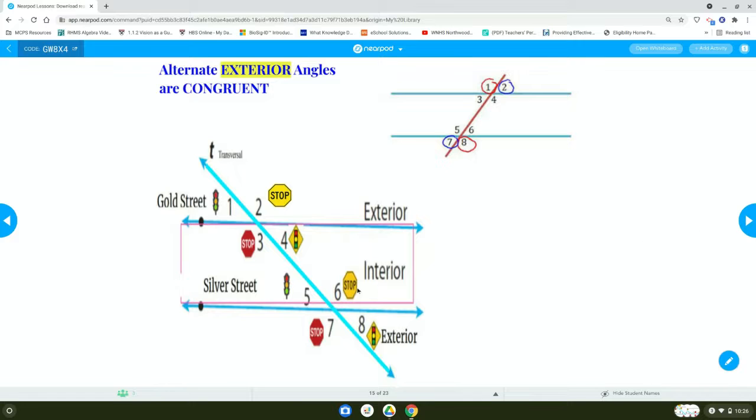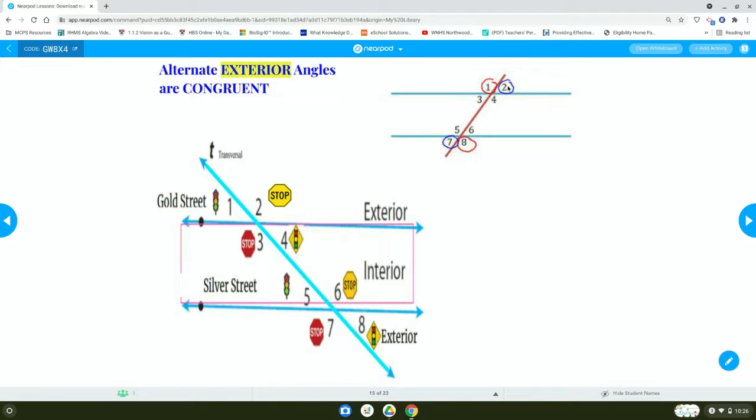We have alternate exterior, like we mentioned. Look at angle 8 hiding from angle 1. These are alternate on the outside. On the outside, remember, the jelly is on the inside of the sandwich. So we have 3, 4, 5, 6 are interior. But now we're talking about alternate exterior.